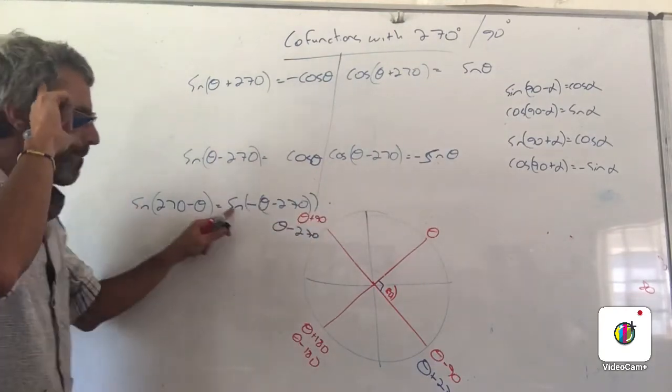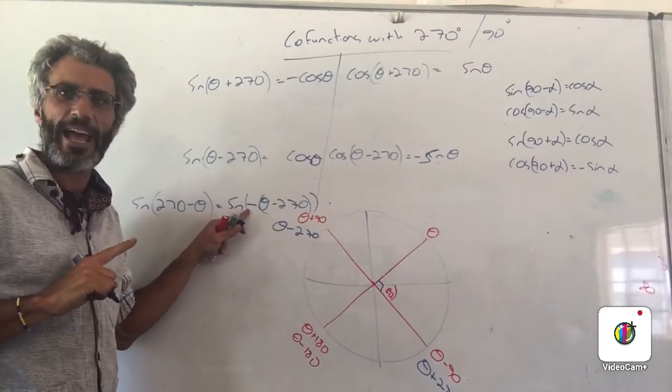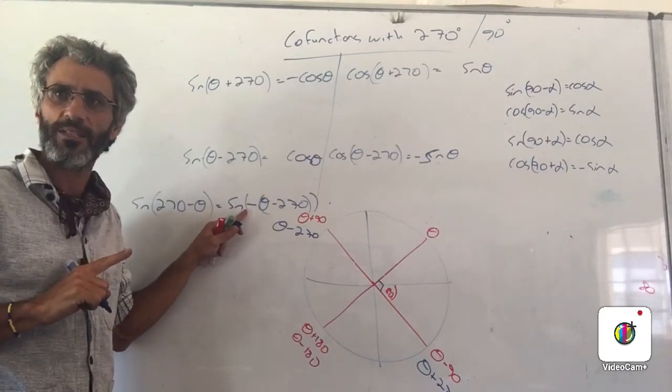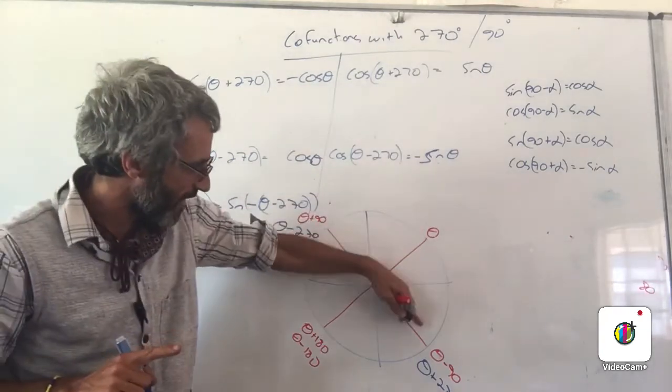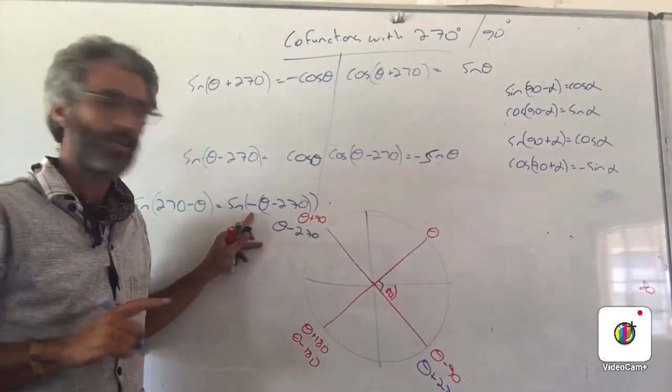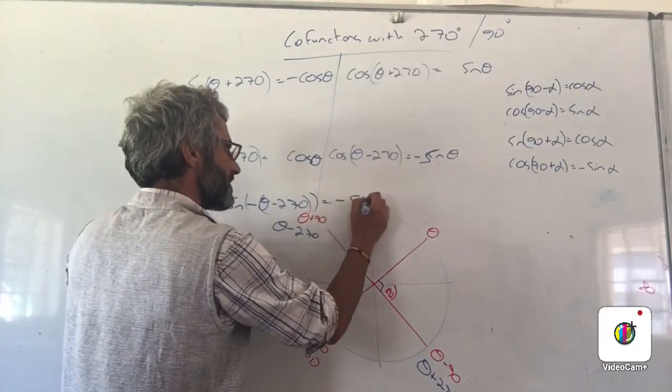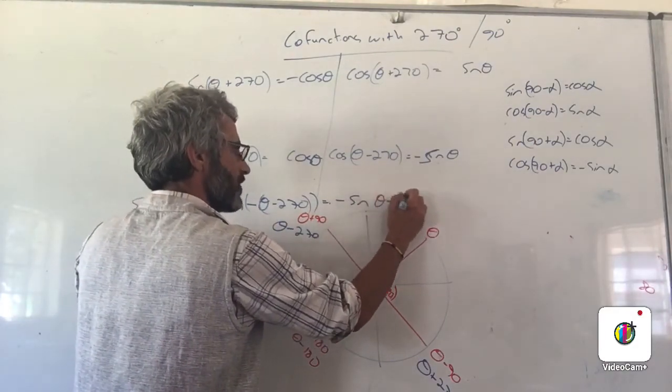Now, we need to remember what happens to negative angles when it comes to sine. You have to even them out. The sine of a negative angle becomes negative, right? Oh, yes. So that's going to be minus sine of (theta minus 270).